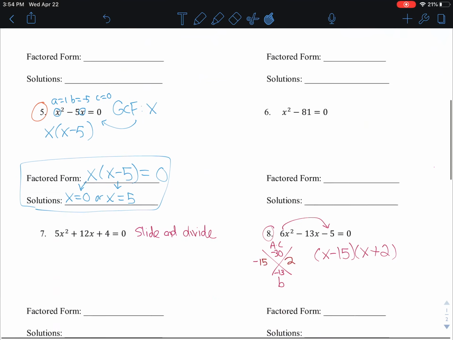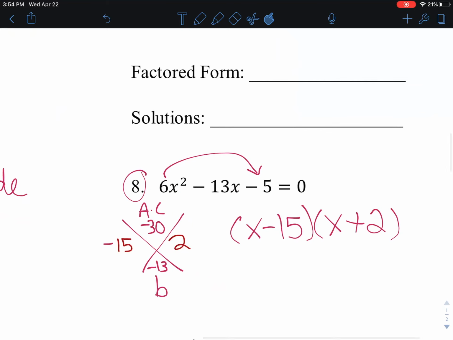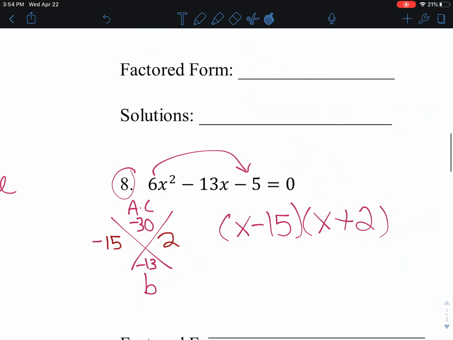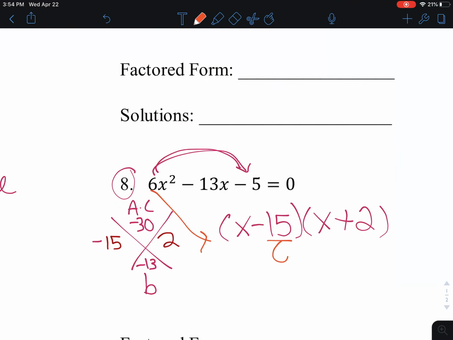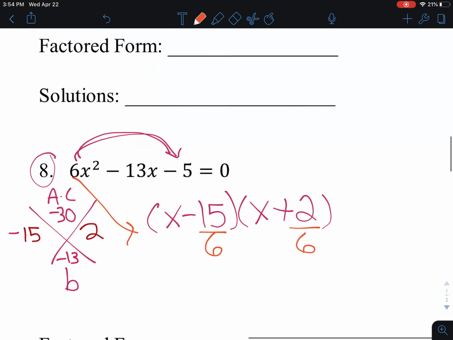So down here, I need to divide by 6. It's slide. This is your slide part, 6 times -5. Like this was your slide. Now I have to divide by 6. So divide by 6 there, divide by 6 there. Now you have to be really careful.